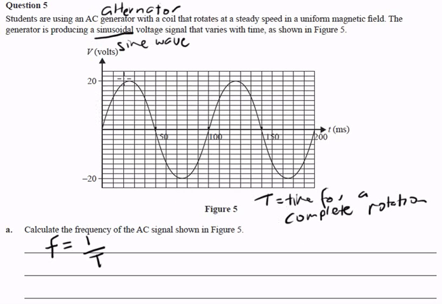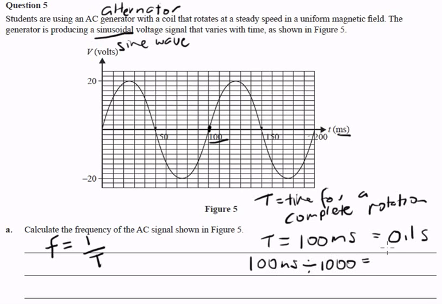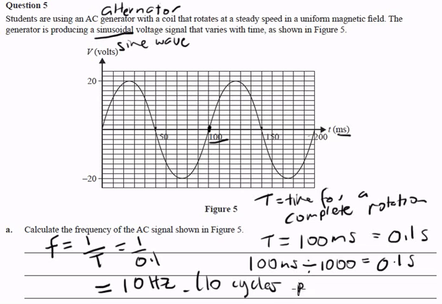In this case, one full rotation ends here at 100 milliseconds. So our time for this at the moment is 100 milliseconds. We need to put that into seconds. Now for those of you good at mental arithmetic, that's 0.1 seconds. But if you're not sure how to do it, to get from milliseconds into seconds, because it's milli, there are 1,000 millis in 1, so you have to divide by 1,000. So 100 divided by 1,000 is 0.1 seconds. So into this formula, 1 divided by 0.1 equals 10 hertz. That's 10 cycles per second.